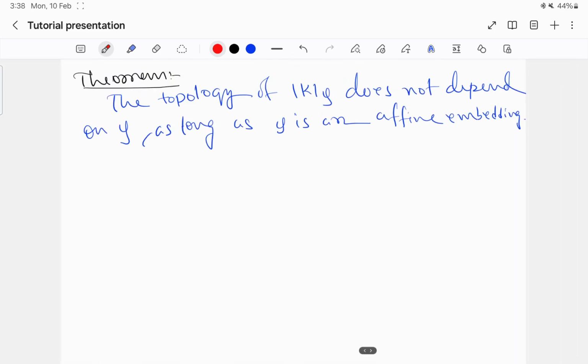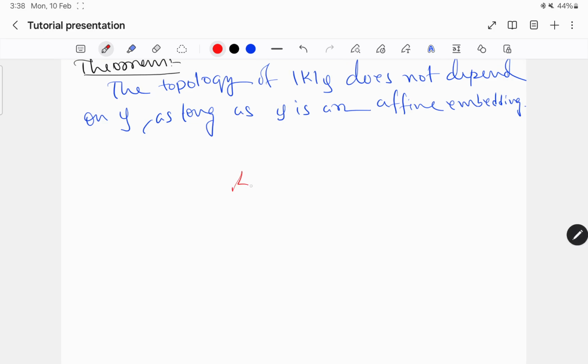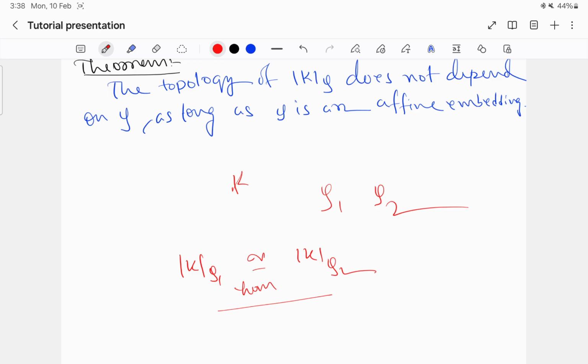So the answer is that the topology of the geometric realization does not depend on the particular affine embedding. That is what I am trying to say: if K is given to be an abstract simplicial complex and these are two affine embeddings, then the geometric realizations of K with respect to phi1 and phi2 will be homeomorphic. So if homeomorphism is all we care about, then there is no difference.